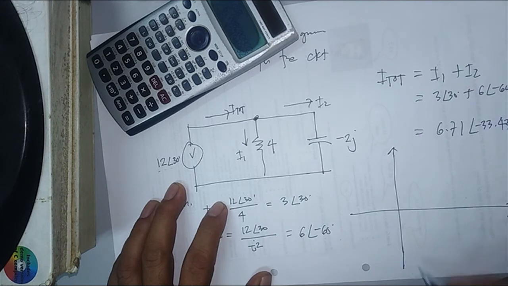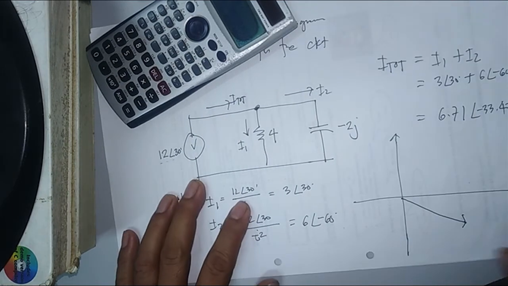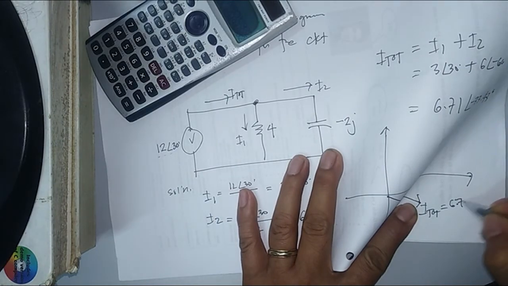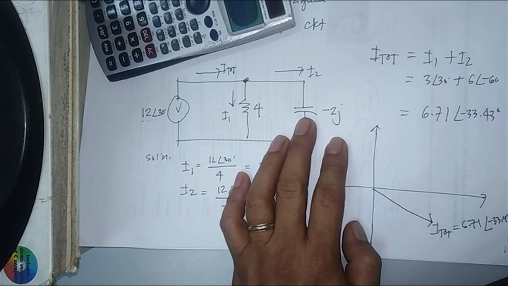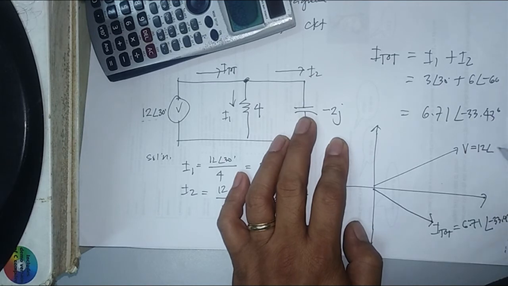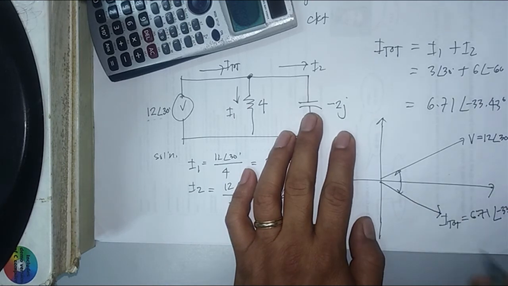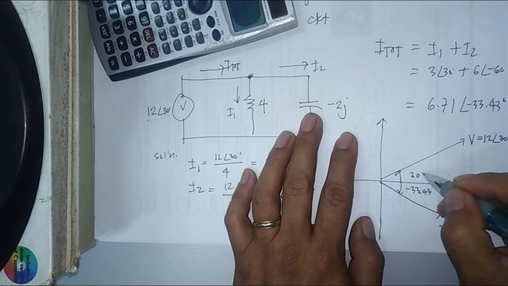Now, since that is negative, in the phasor diagram I can draw that here. And this will represent my I total with a magnitude of 6.71, with an angle of negative 33.43 degrees. Now, for my voltage, this is 30 degrees. This is my voltage source, that is 12 angle of 30 degrees. Take note of the difference of the angle between your voltage and your current.